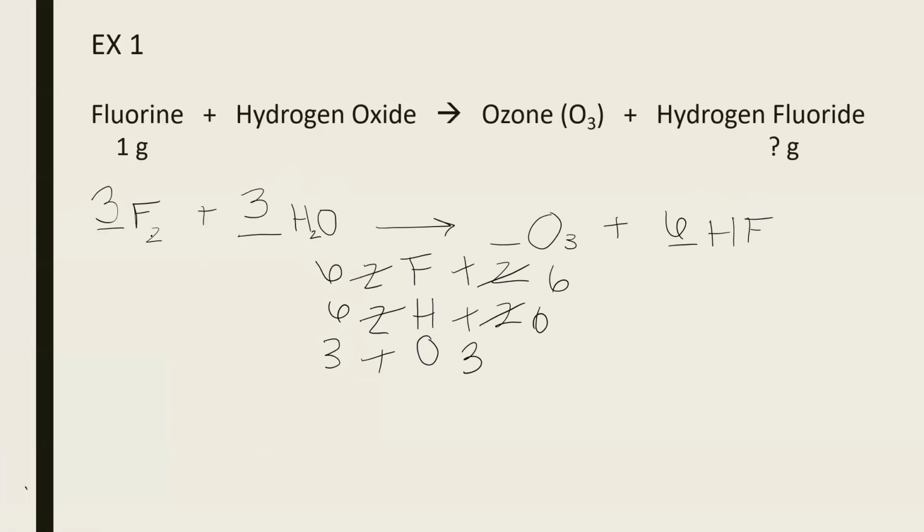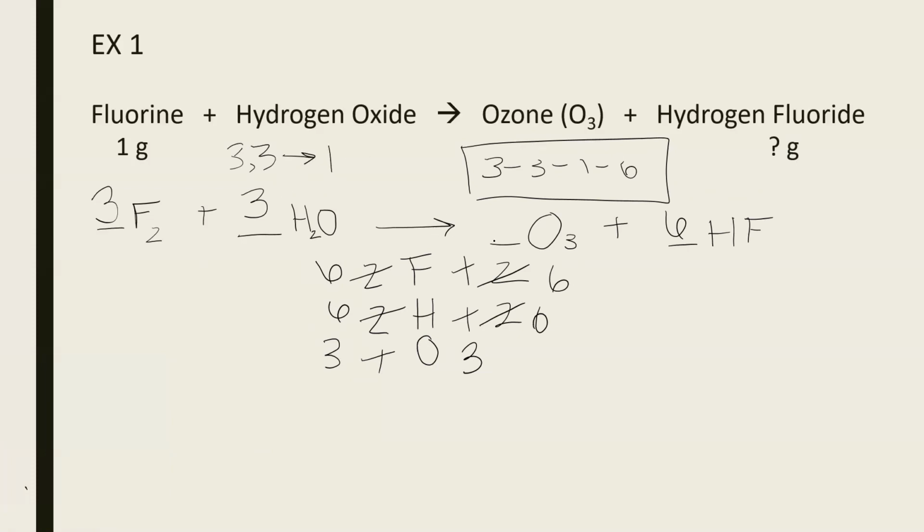Write 6, 6, 6, 6, 3, 3. So my final answer is, for balancing, 3, 3, 1, 6. And please write it this way. I don't want to see commas. I'm sorry if you learned it that way. I don't want commas. You don't need to put the yield arrow in there.